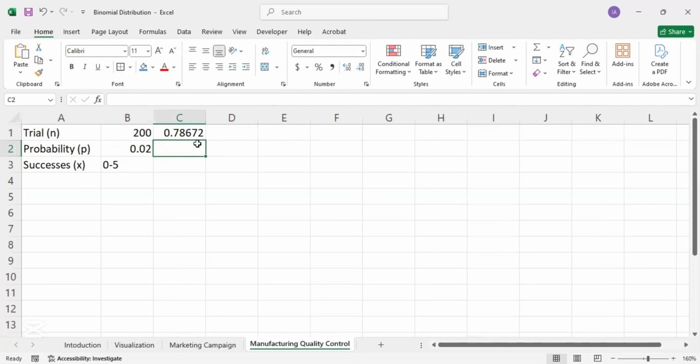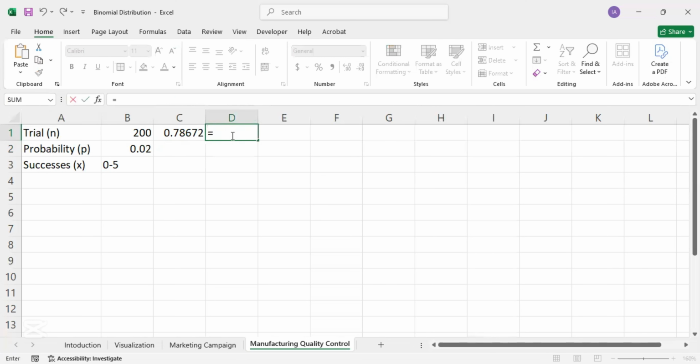So we have a probability now. What is the interpretation of this result? That is to say that nearly all production, if we make this into proportions, right, about 78.7% of all of the productions will have 5 or fewer defects.